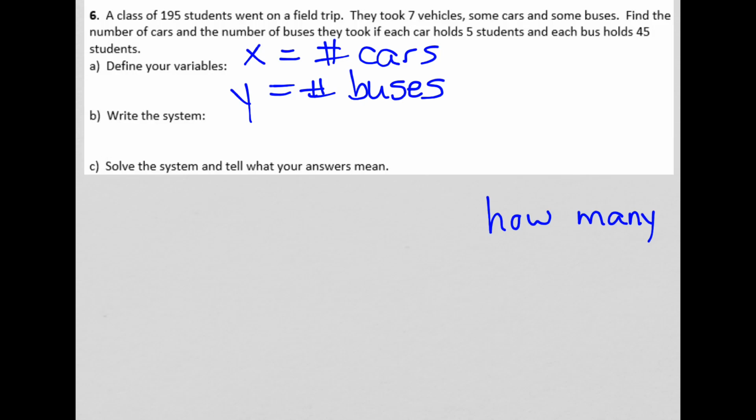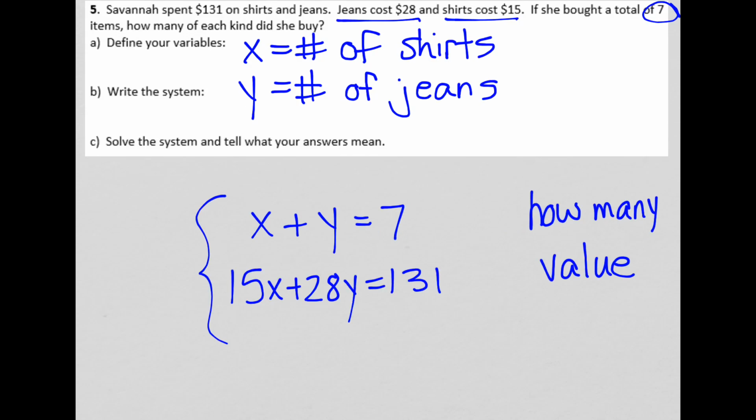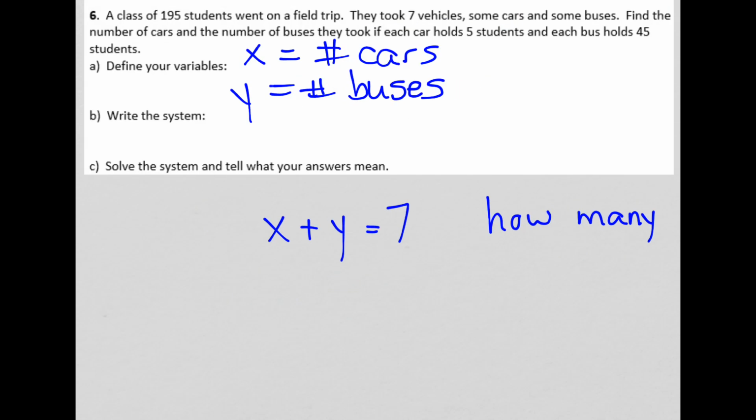How many total vehicles did they take? 7. How many were cars? I don't know. We called that X. How many were buses? I don't know. We called that Y. But all together there were 7 of them. How many? That's my how many equation. And again, wow, look at that. Exactly the same as Savannah. And I could go all the way back to show you the Harry Potter one, the same thing. So you can see that I'm not really even changing the process. I'm changing the words, but a lot of these are kind of parallel problems.